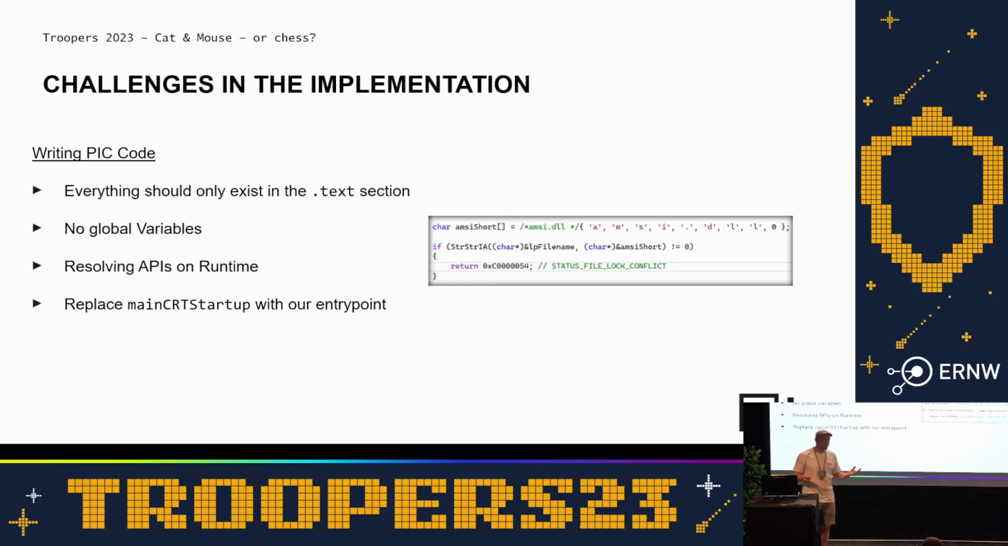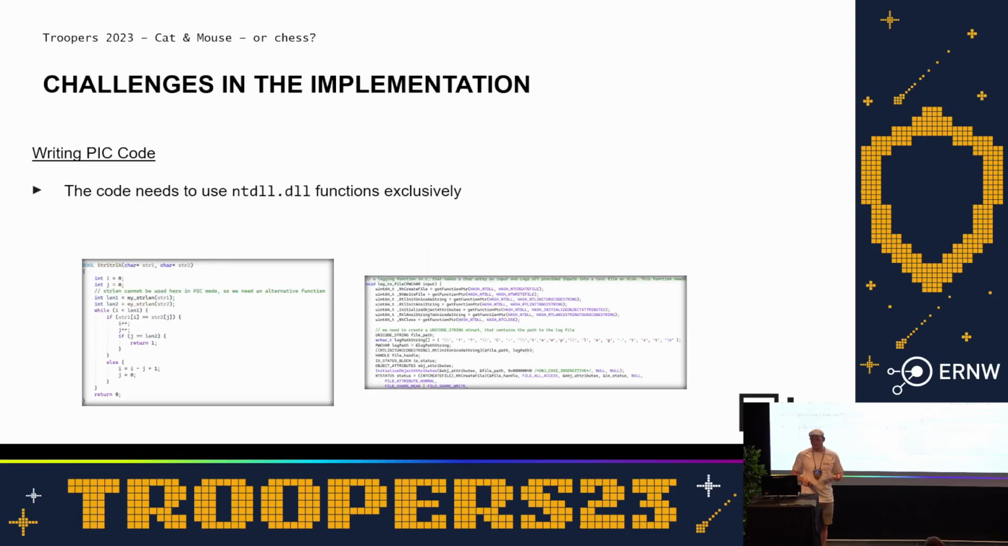We also have to replace the main CRT startup routine with our entry point. So if we have some function which has to be executed, like for example a main function, we have to place a jump at the very start of our executable to that entry point, because otherwise the main CRT startup routine would be called, and this would somehow disrupt our input parameters and stuff from memory. It would do some stack stuff. This is not a good thing. So we have to replace the entry point in the very end.